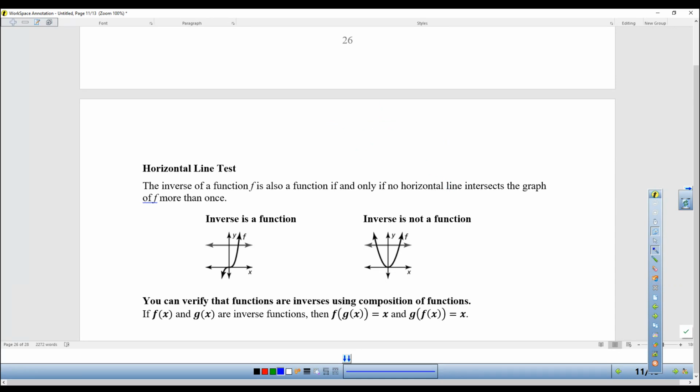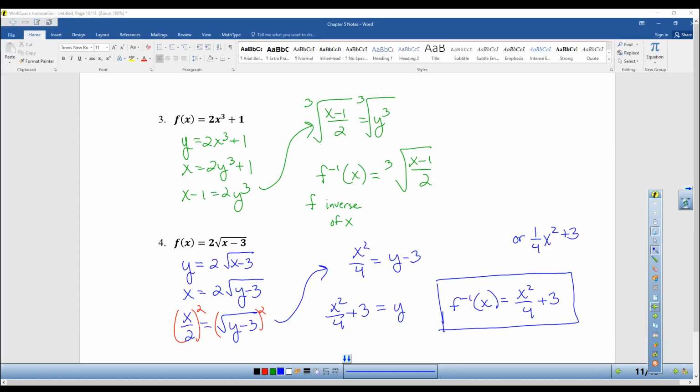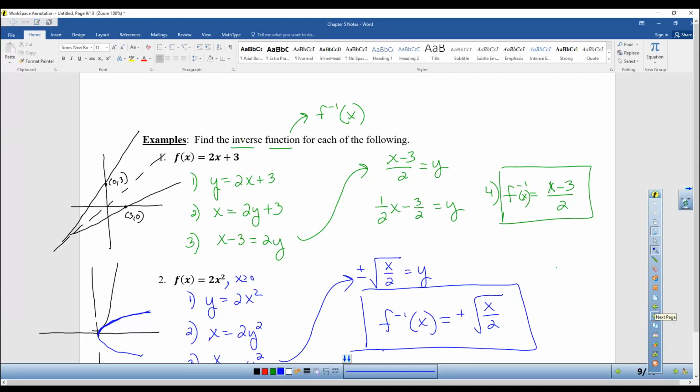So a cubic function, no problem. You can draw any line. It's only going to hit in one spot. It passes the horizontal line test. But the parabola, as we saw, when you draw a horizontal line, does not pass the horizontal line test. And that's when you know that you're going to have to go back and make a little exception here so that you can get an inverse that's a function.